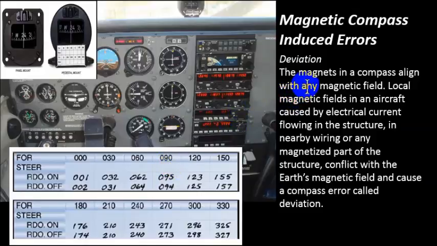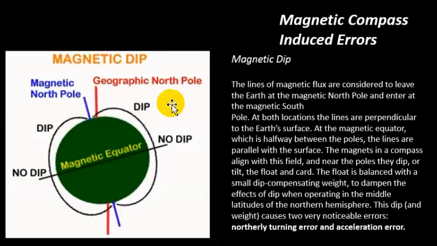The magnets kind of align themselves with any magnetic field, or it distorts them or messes with them. So local magnetic fields in the aircraft caused by electrical current flowing in the structure and nearby wiring, or any magnetized part of the structure, conflict with the Earth's magnetic field and cause a compass error called deviation. So that's a problem, but we have a correction for it.